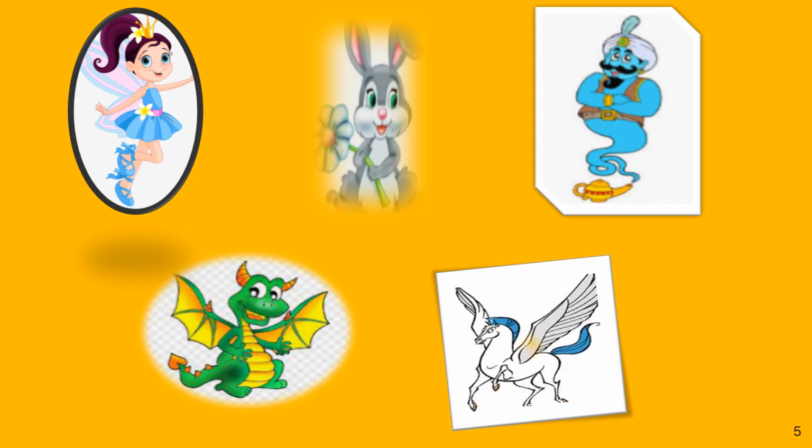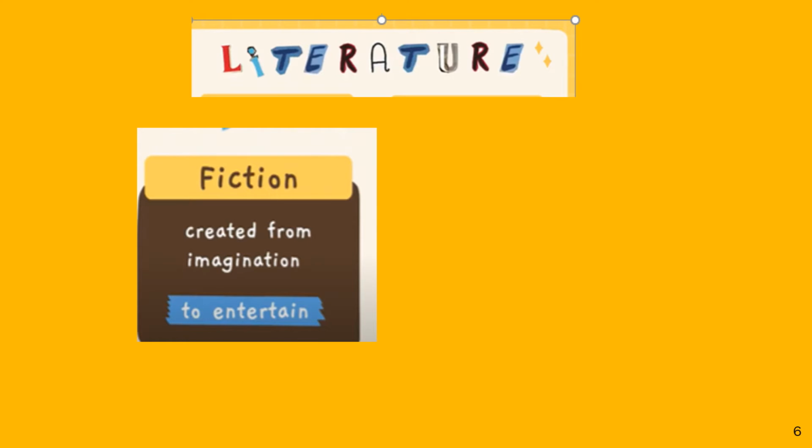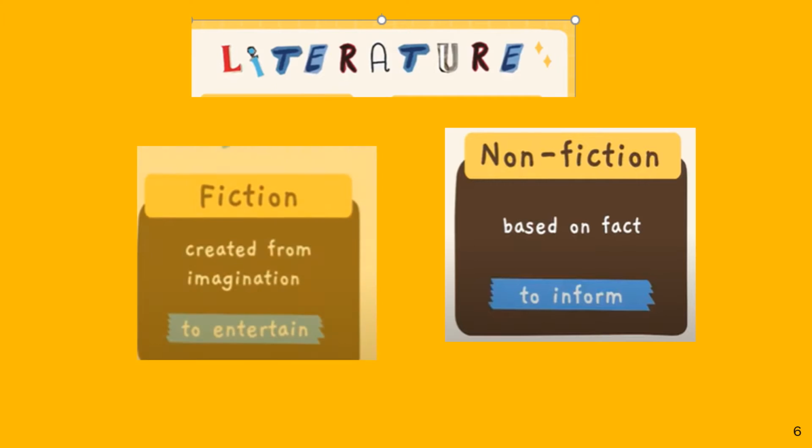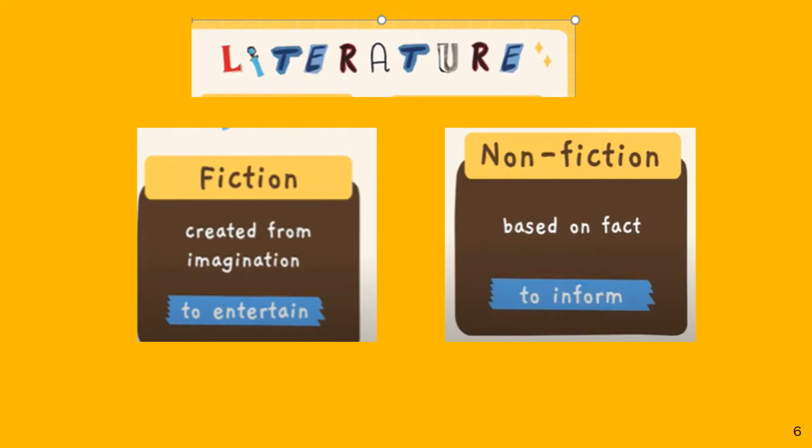Well, if you want to write a short story, it's up to you to choose your characters, your setting, and the plot. Now, how do we know that the story is fiction or non-fiction? According to literature, there are two kinds of categories of writing story. One is fiction, which is created from imagination. The main purpose is to entertain the reader. On the other hand, non-fiction is based on fact. Its main purpose is to inform the reader.